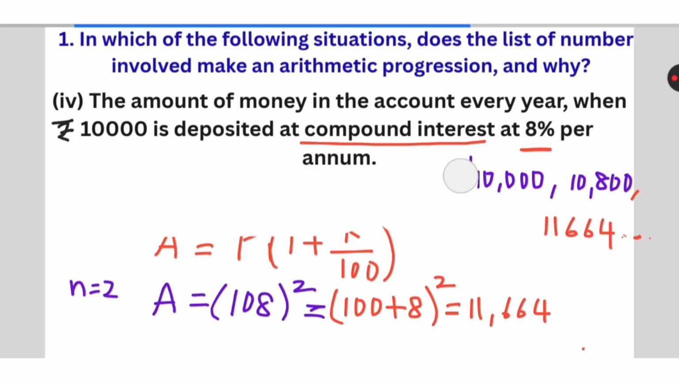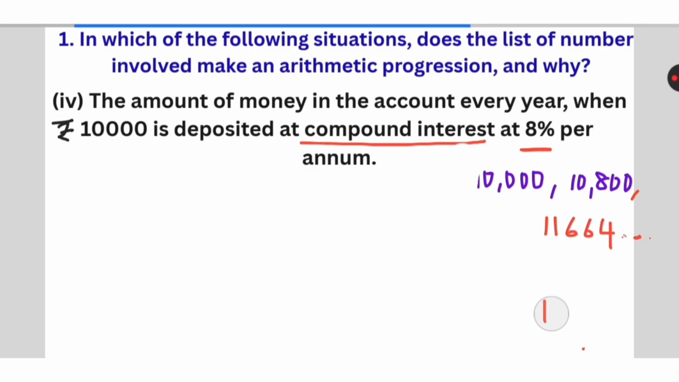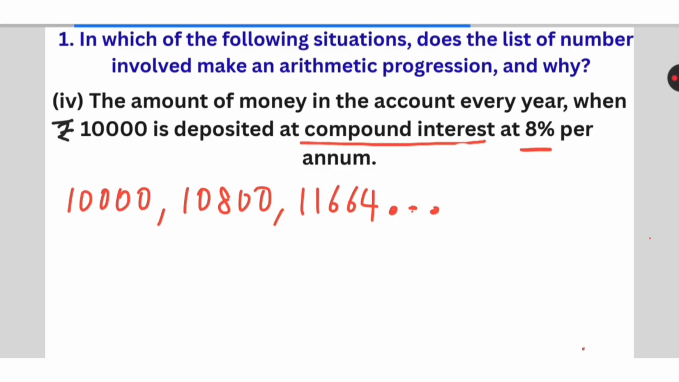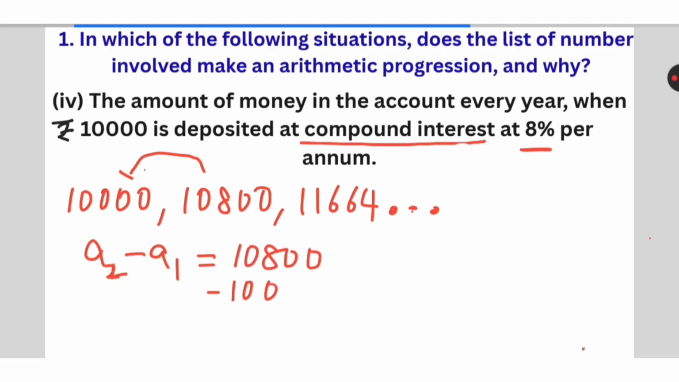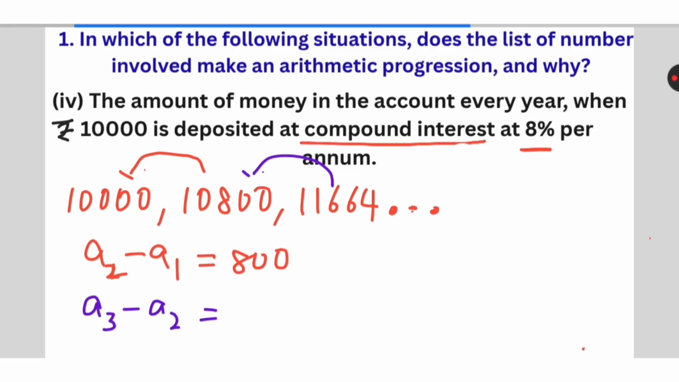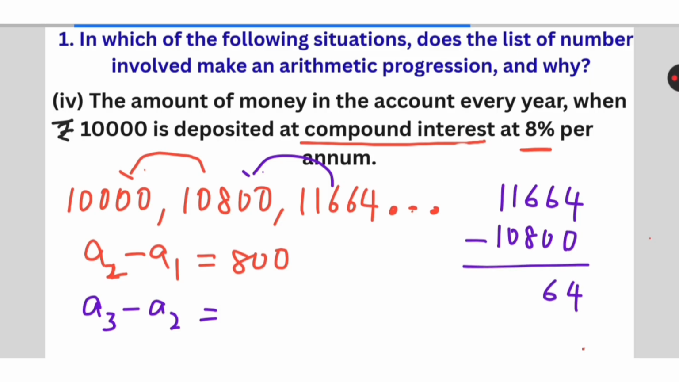So now you have to check whether this forms an arithmetic progression or not. Here what you have to do is only check the difference. So let's do A2 minus A1. 10,800 minus 10,000, which gives only 800. So here the difference is 800. Now let's do A3 minus A2. What is A3? 11,664 minus A2, the second term, which is 10,800. If you subtract this one, the difference is 864.